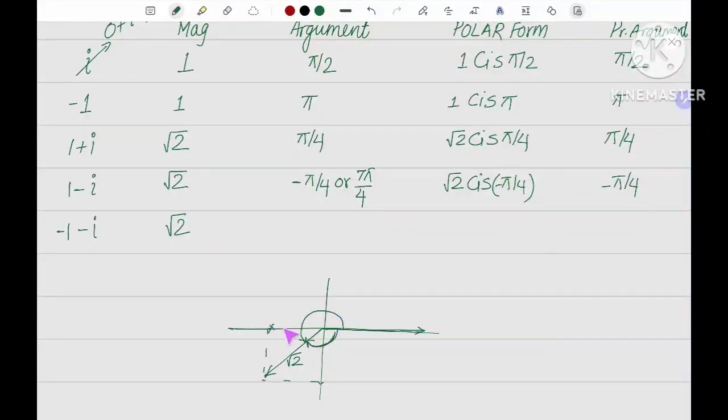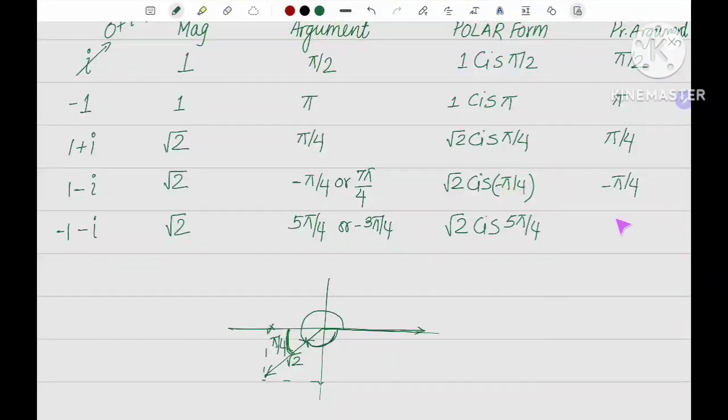If you see in this triangle, this angle is pi by 4, but pi by 4 cannot be the argument because argument is measured from the positive real axis. So argument will become 5 pi by 4, or minus 3 pi by 4. What is the polar form? Root 2 cis 5 pi by 4 or minus 3 pi by 4, anything, doesn't matter.